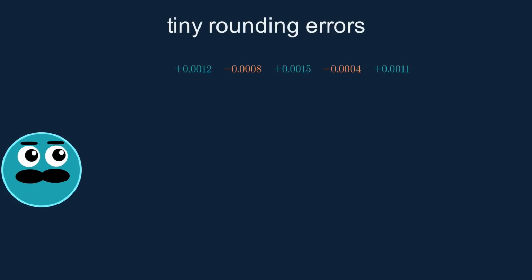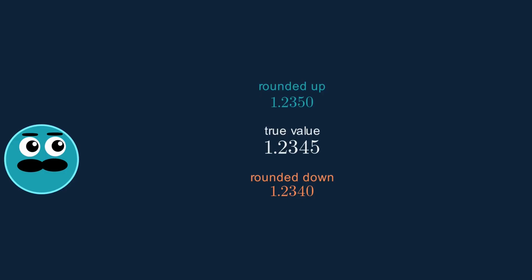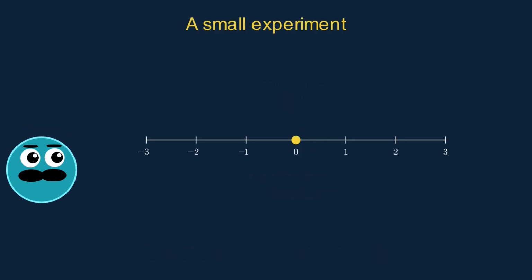I mentioned before that even though rounding errors are tiny, their accumulation can still become a problem. But this might sound strange at first, because rounding errors are sometimes above and sometimes below the true value, so one could think, shouldn't they just cancel out on average? Well, let's try a small experiment.